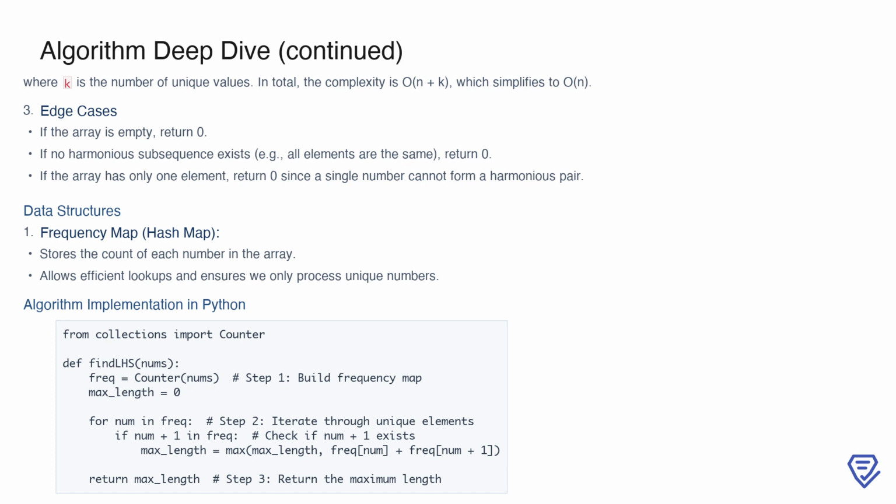The frequency map is a robust data structure for this problem, as it efficiently counts occurrences of each number and allows constant time lookups for any x plus 1. To tie this all together, we can look at the Python implementation.